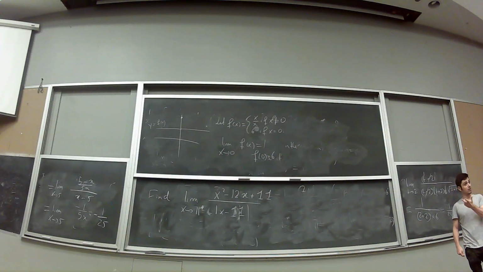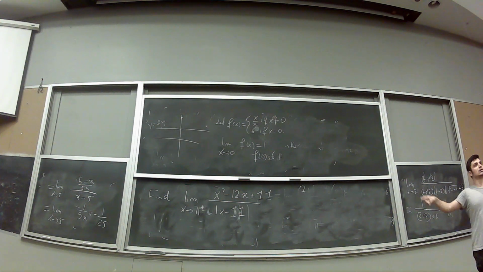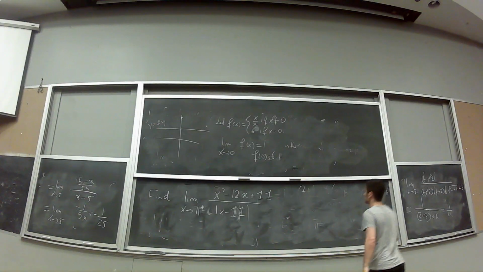On the top, I have a polynomial. If I have to evaluate this limit, what do I have to do? I have to plug it in. So 11 squared minus 12 times 11 plus 11, what is that? That's 0, right? Did you calculate it? 11 squared is 11 times 11, right? 11 times 11 plus 11, how many times 11? 12 times 11. Minus 12x, 12 times 11 is 0, okay? So you have 0 over 0.